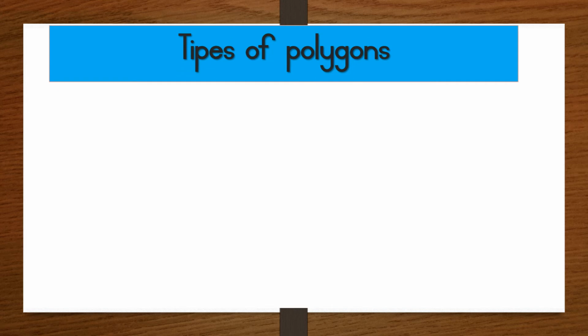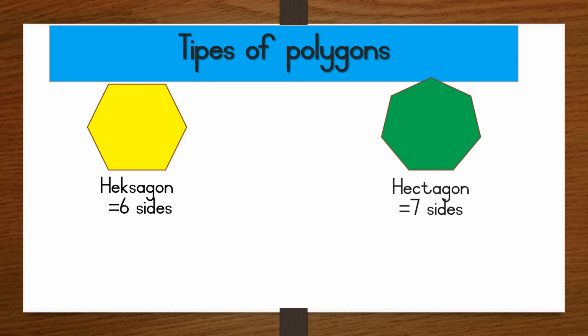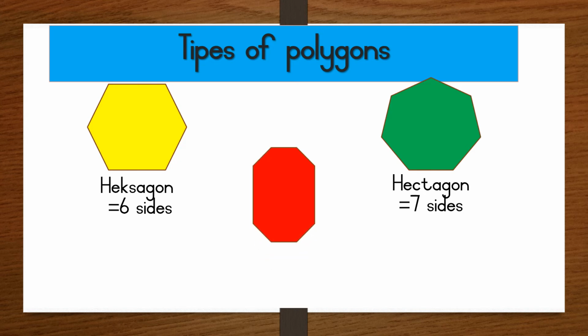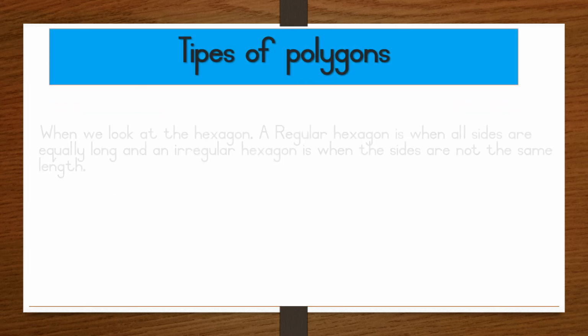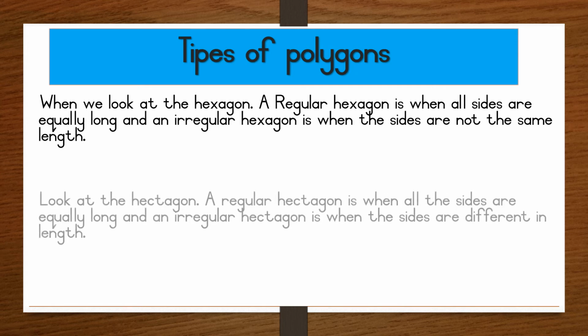Let's look at 3 more polygons. The first one here is a hexagon, which has 6 sides. The second one is a heptagon, which has 7 sides. And the last one is an octagon, which has 8 sides. When we look at a hexagon, a regular hexagon is when all sides are equally long, and an irregular hexagon is when the sides are not the same length.